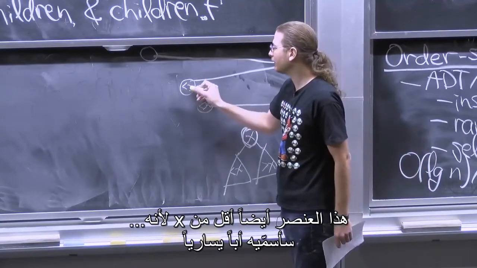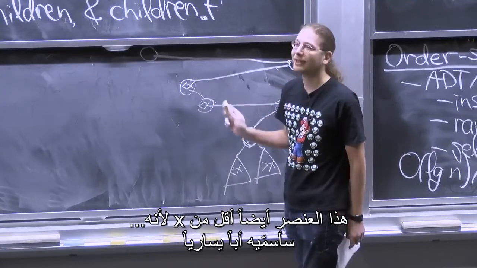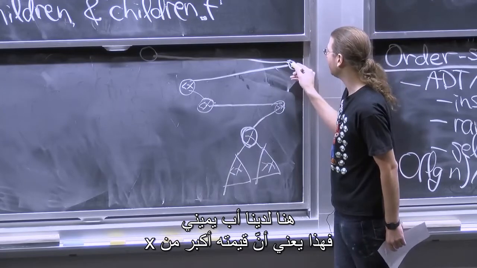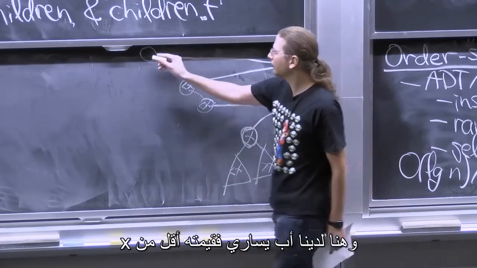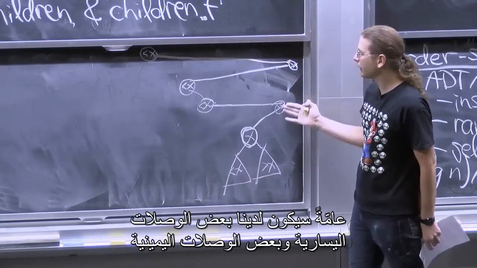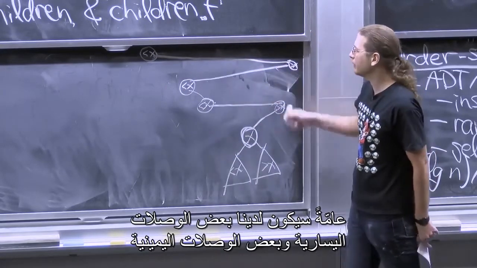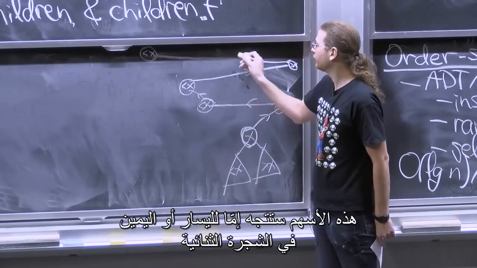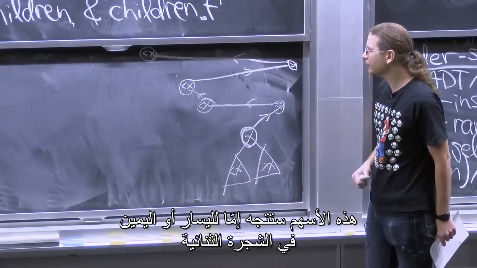This thing is also less than x because it was, I'll call it, a left parent. Here we have a right parent, so that means this is something greater than x. And over here we have a left parent, so this is something less than x. Let's say that's the root. In general, there's going to be some left edges and some right edges as we go up. These arrows will go either left or right in a binary tree.